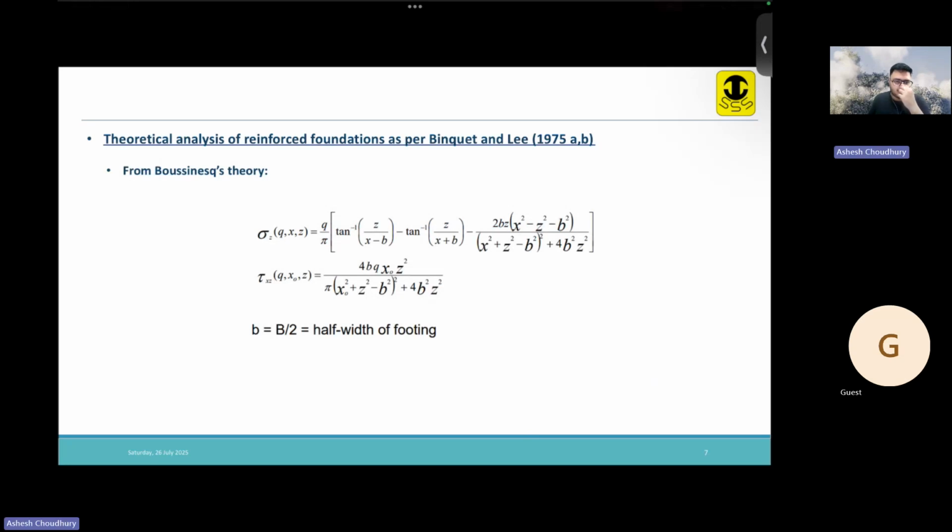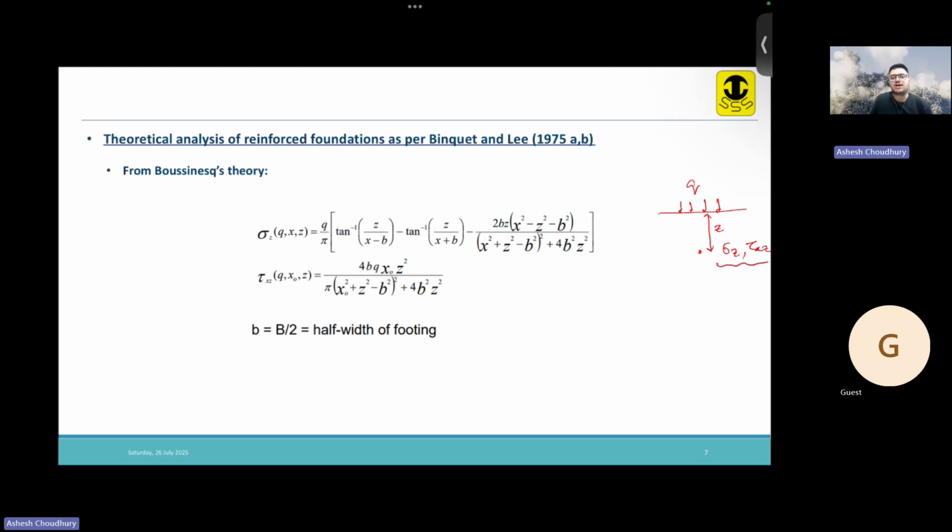Now, from Boussinesq's theory, what can we write? We can write the equation of vertical stress below a loading Q at any depth Z. As well as the expression for vertical stress, we can write the expression for shear stress, right?